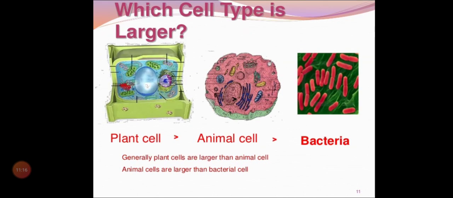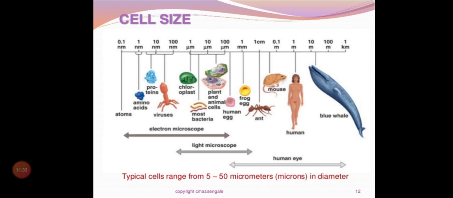And now this is the common size. For example, the plant cell is very large, the animal cell is next, and only then we see bacteria. So generally we say plant cells are larger than animal cells, which are larger than bacterial cells. And the cell size that I have explained, in micrometers and nanometers, to compare with that you can use this flow chart, and please write it down and keep it.